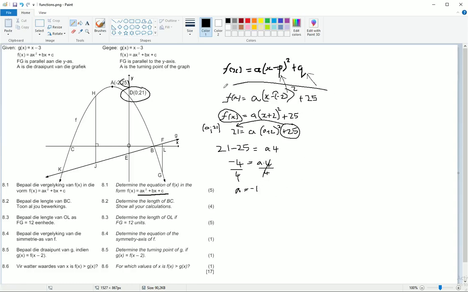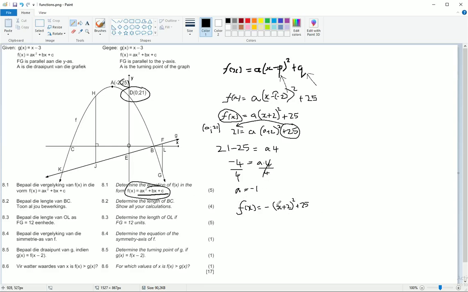So we can put a back in over here. So a is going to go in over there, so f of x is equal to minus 1 times x plus 2 squared plus our 25. Okay, great. So if they said just determine the equation, we would be good, because we've got the equation over there, but they want it in quadratic form, so they want it in this form, so we're not done.